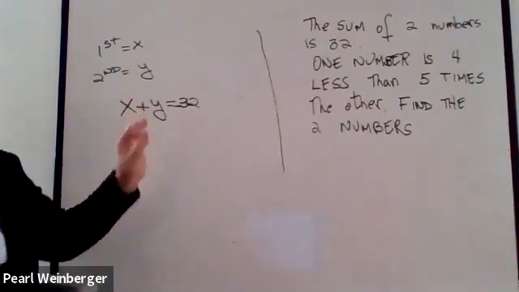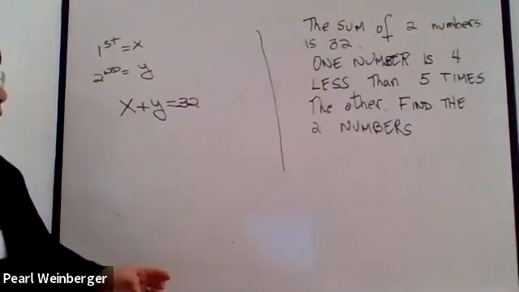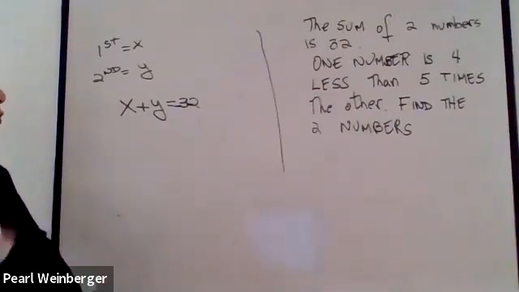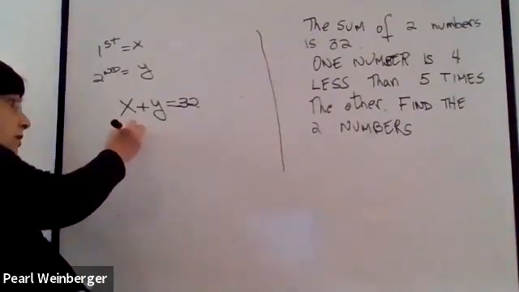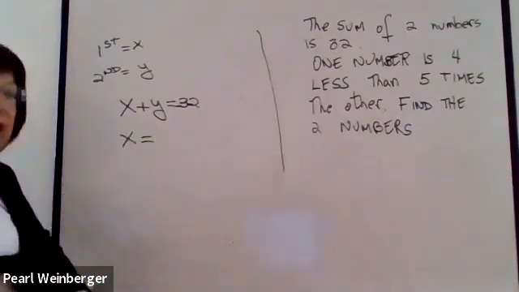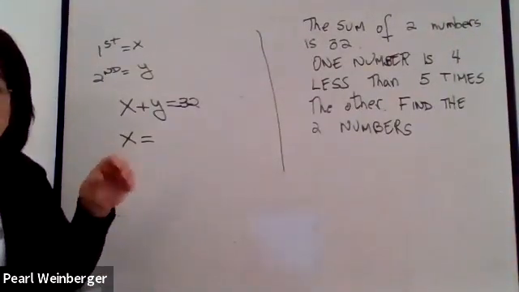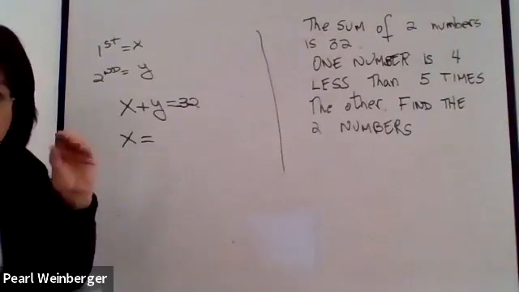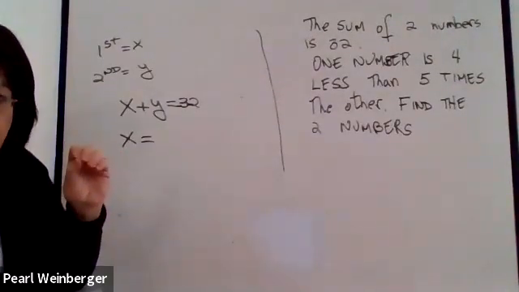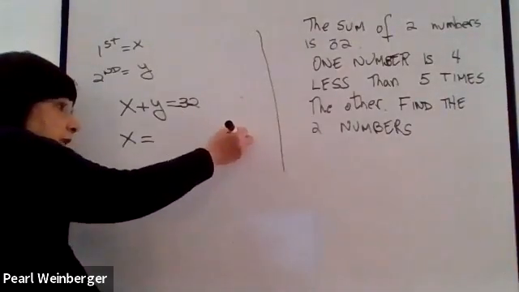So I go to the next statement. One number is 4 less than 5 times the other. So one number, let's call it X, is. Remember when we have is, it's always an equal sign. 4 less. What are we doing with the 4? If it says 4 less, is it a negative? Right. It's going to be a minus 4 at the end.